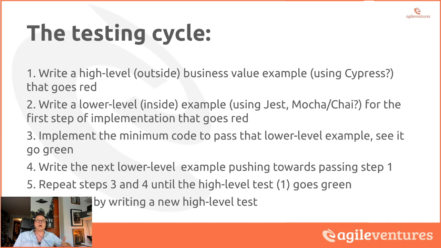We write the minimum amount of code to pass the lower level example, see it go green, and then write even more lower level examples just to push it towards passing step number one, and then make sure that from time to time you run the high level test, and when it goes green, you basically move on to the next step. And this is one way of looking at it. You have to experience this in order to understand it totally.